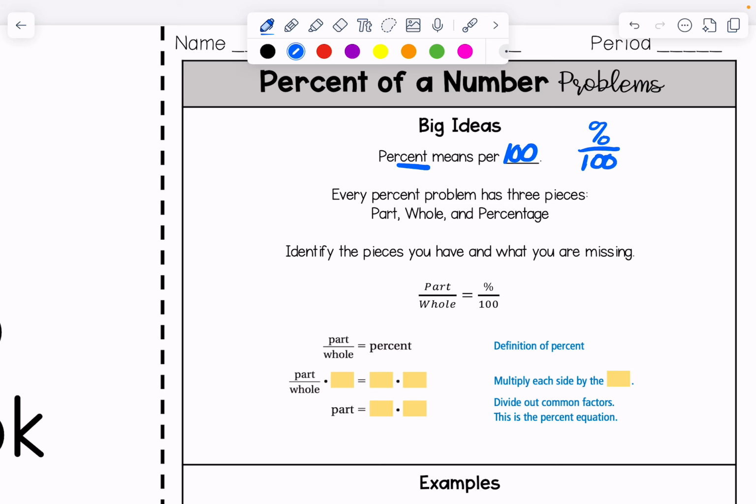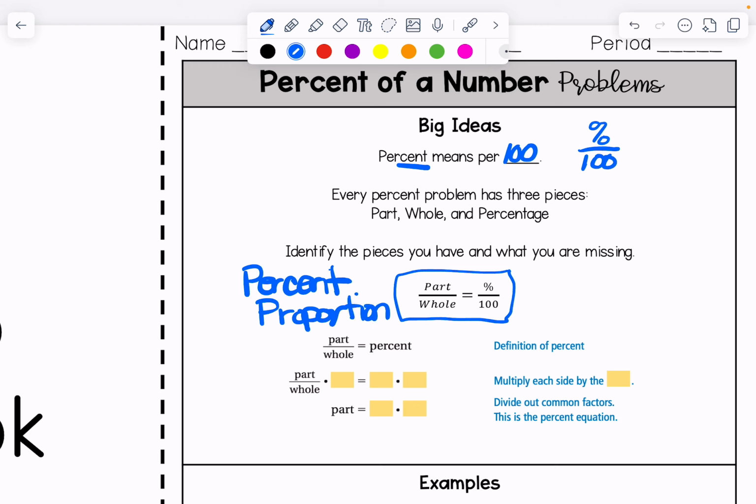So one way that we can do this is we can use what we call the percent proportion, which says that our part over the whole is going to equal the percent over 100. And again, percent means per 100. That's why we can always put it over 100. So this is one way. We've also talked about other ways to think of this as well.